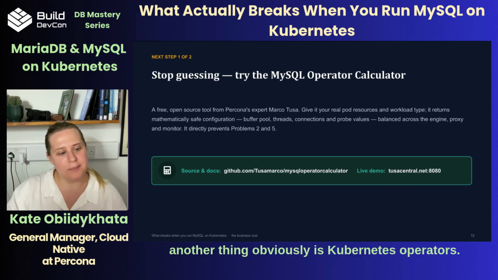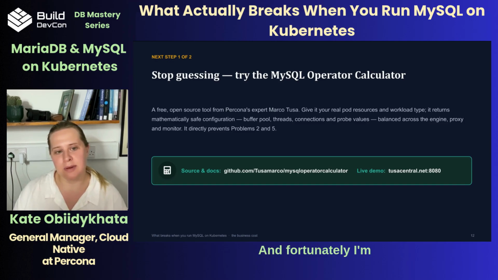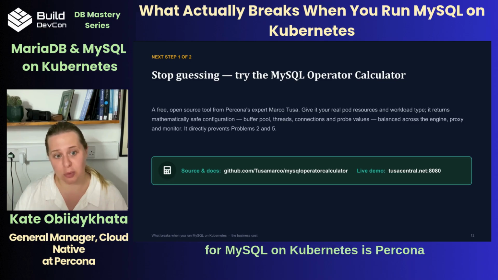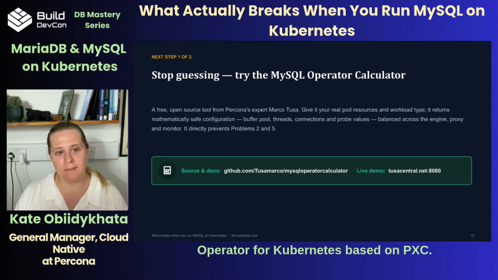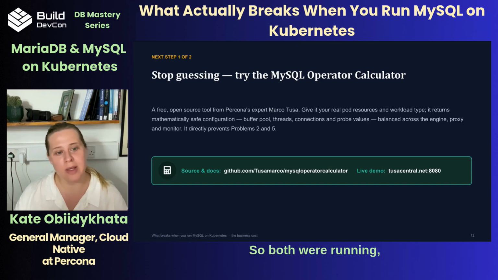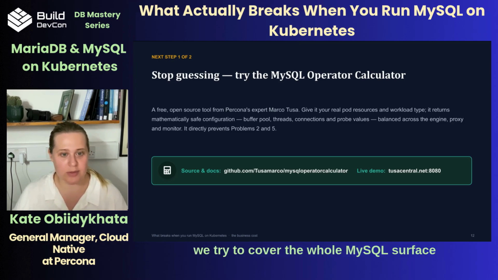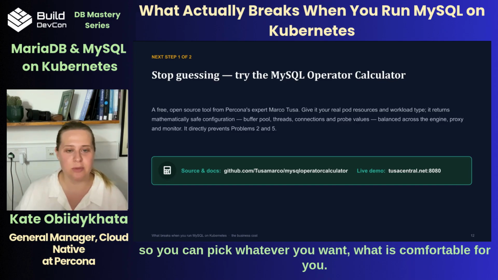And another thing, obviously, is Kubernetes operators. Fortunately, I'm working with a company that works with one of the most successful tools for orchestrating MySQL on Kubernetes: the Percona Operator for Kubernetes based on PXC. And this is the Galera one, while we also have the group replication operator. Both are running, both open source, and we don't force a choice. We try to cover the whole MySQL surface, so you can pick whatever is comfortable for you.